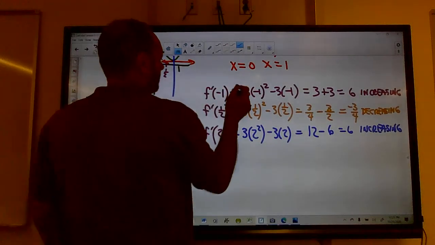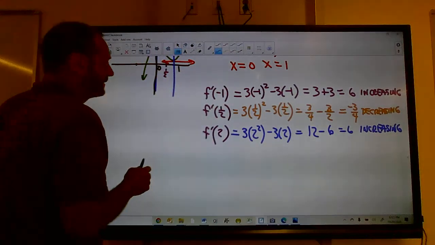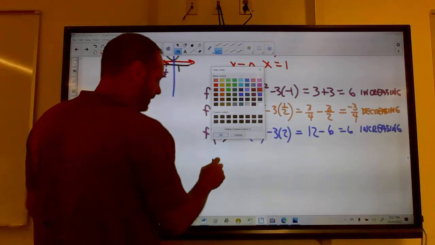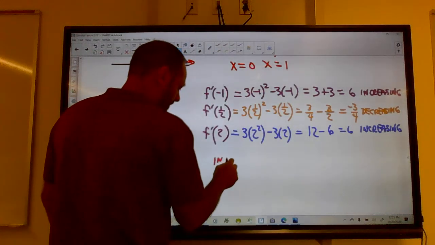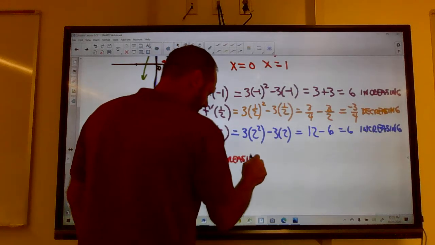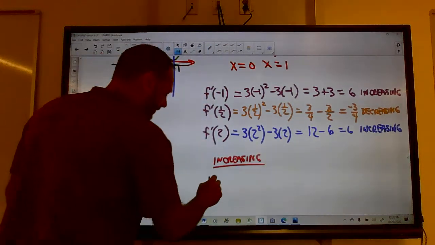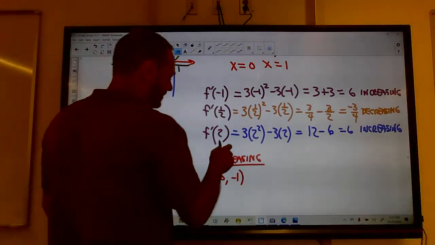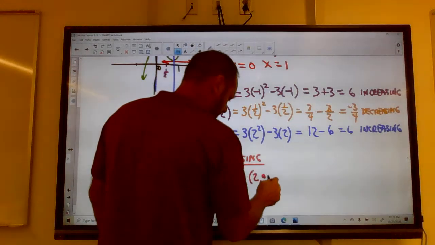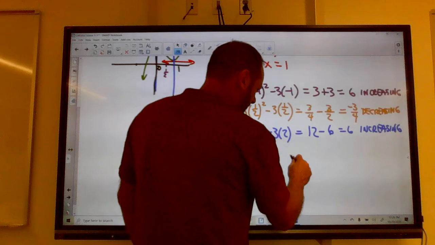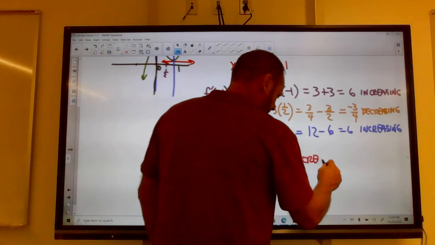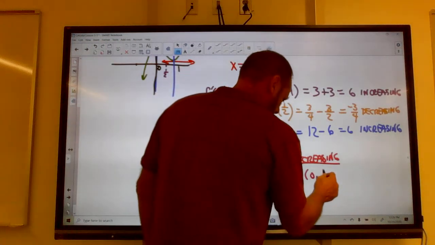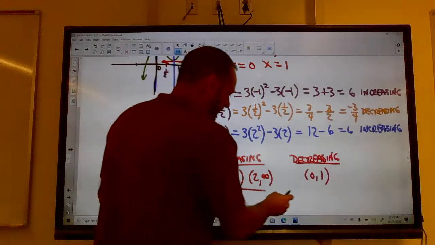So the open intervals are that it is increasing on the interval -infinity to -1. And it's also increasing on the interval 2 to infinity. It is decreasing on the interval from 0 to 1. Okay, this is actually my answer right here.